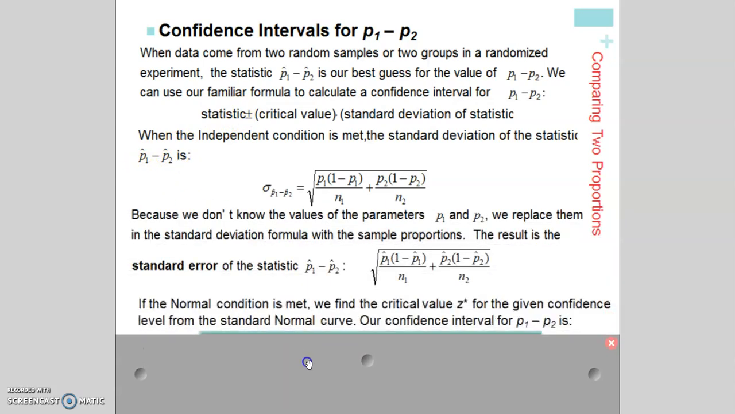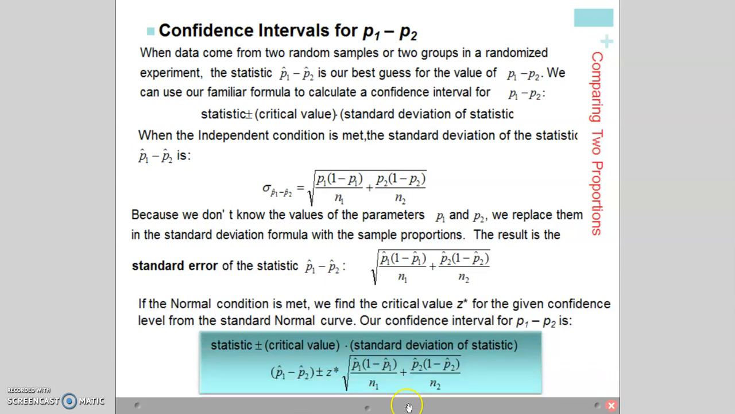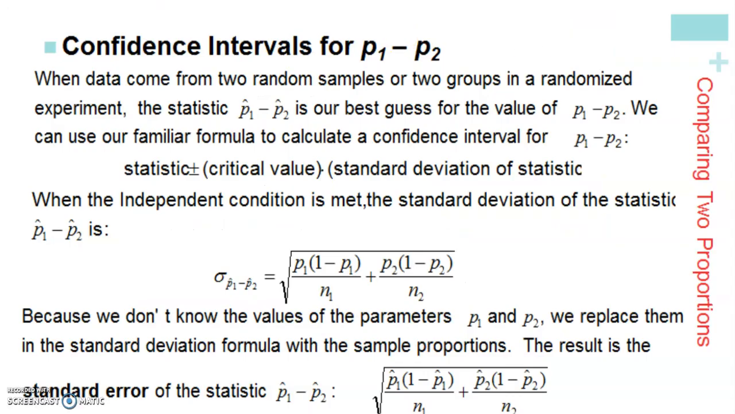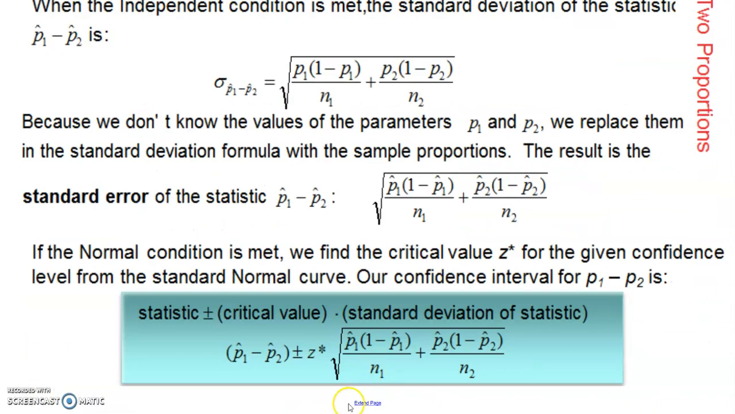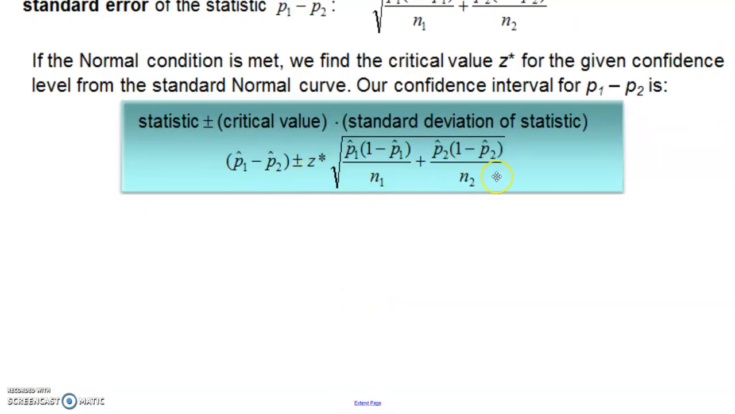So when we do that, we get the following. I'll just jump right to the end there. Notice that since we don't know P1 and P2, we use P hat 1 and P hat 2 as our best guess. So that right there is the formula for the confidence interval for the difference in two proportions.